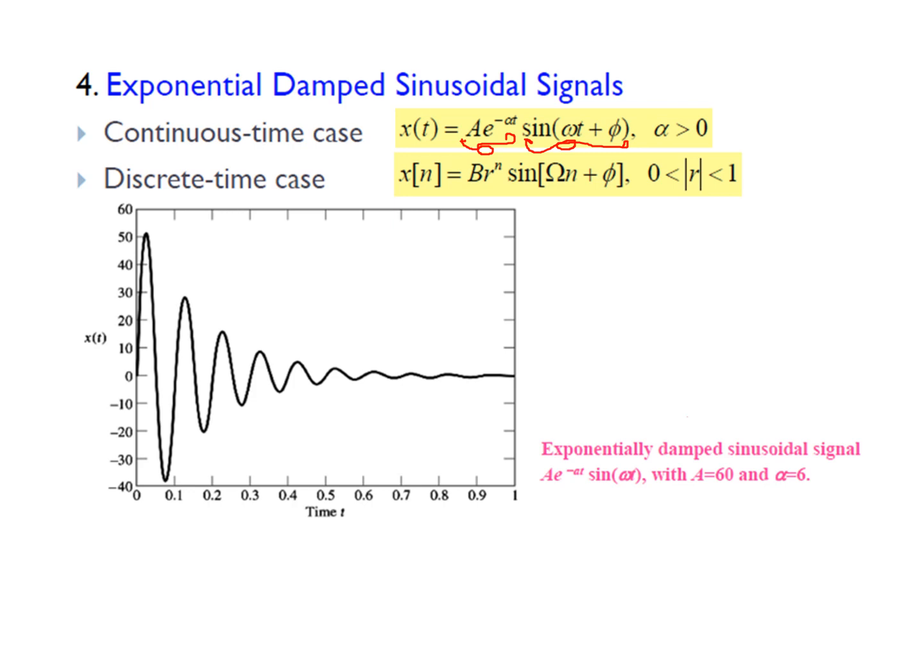So the equations shown are examples of multiplication of a damped exponential with a sine function. Only the graph for the continuous time signal has been shown. Similarly, we can draw the graph for the discrete time counterpart of the exponentially damped sinusoidal signal.